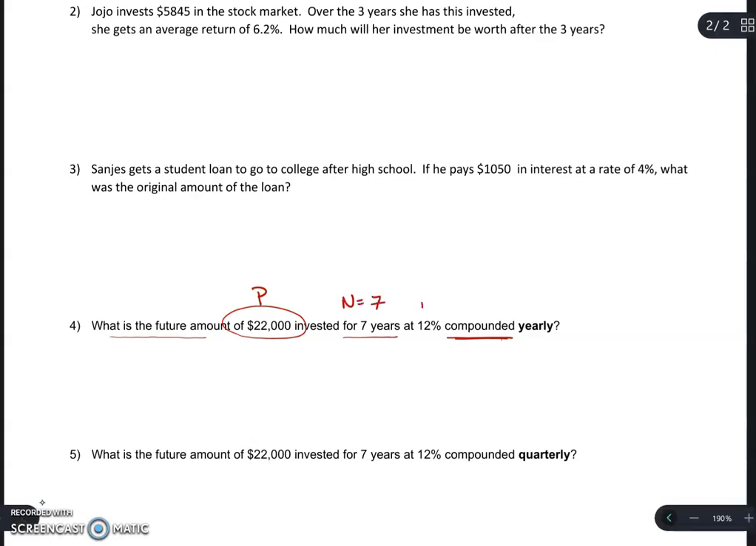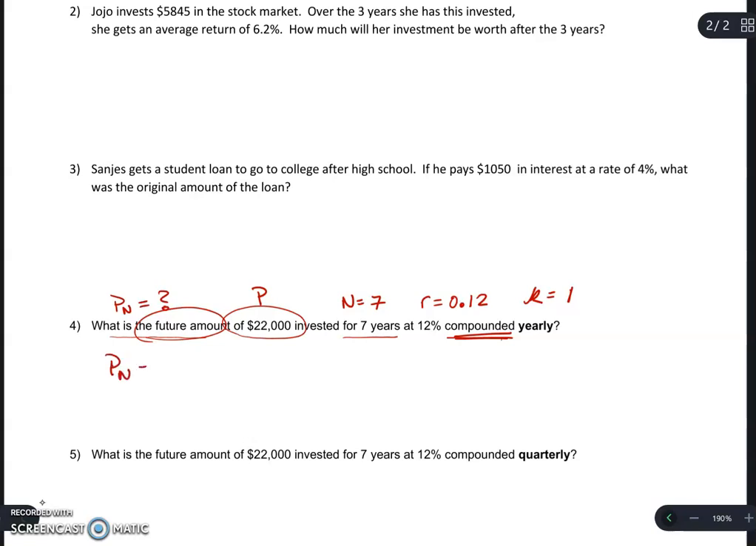And then our rate is 12%, so 0.12, and it's compounded yearly. So we have a K value, which is the number of times it's compounded in 1 year. So every year that would be just one time. And then you can use the formula. We're trying to find the future amount, which is that P sub N.